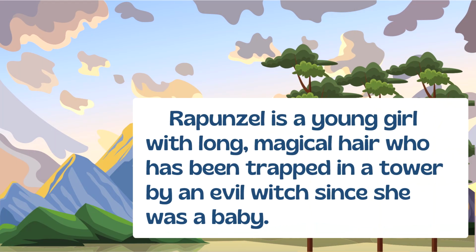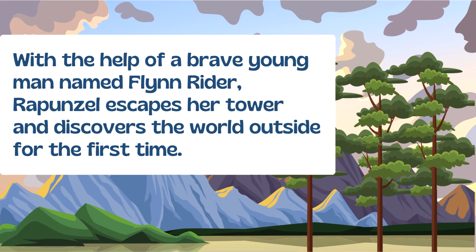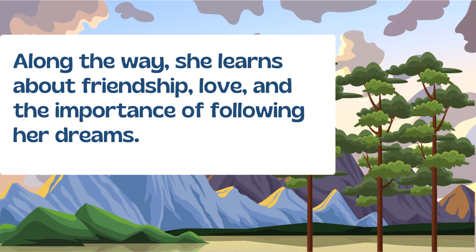Now let's talk about Rapunzel, a quick background about Rapunzel. Rapunzel is a young girl with long magical hair who has been trapped in a tower by an evil witch since she was a baby. With the help of a brave young man named Flynn Rider, Rapunzel escapes her tower and discovers the world outside for the first time. Along the way, she learns about friendship, love, and the importance of following her dreams.